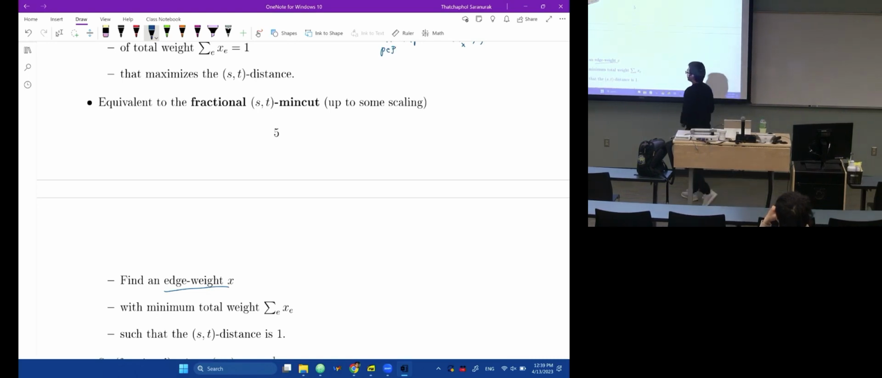If it is the integral version of min cut, you want to choose a set of edges so that any ST path must go through a cut edge. Here it is a fraction, so the distance is at least 1. But here it's a fractional one, so it just talks about the ST distance. Just put values onto edges so that S and T are 1 distance apart, and you want to minimize the total weight.